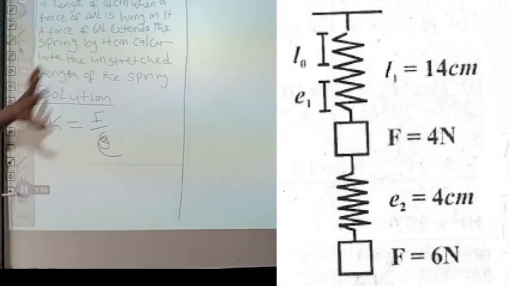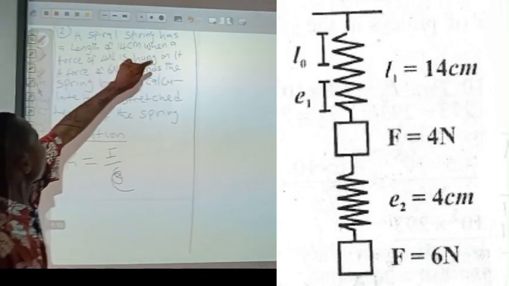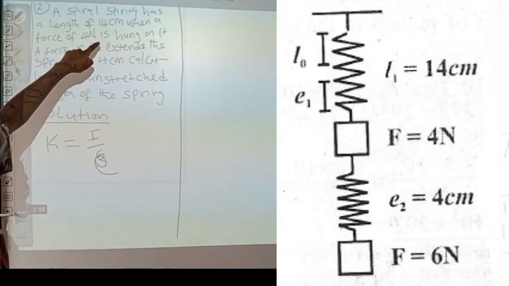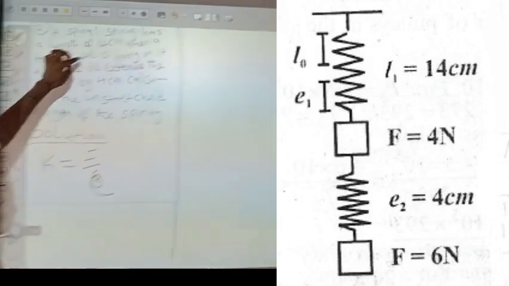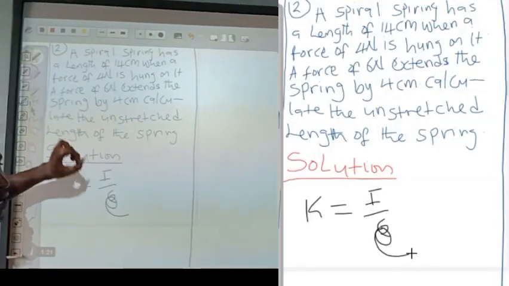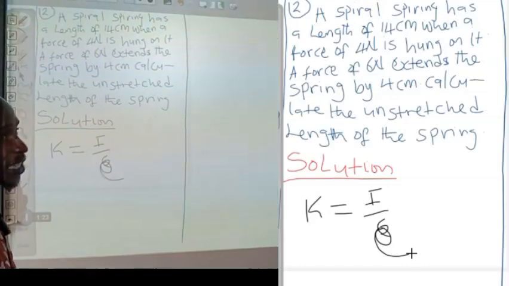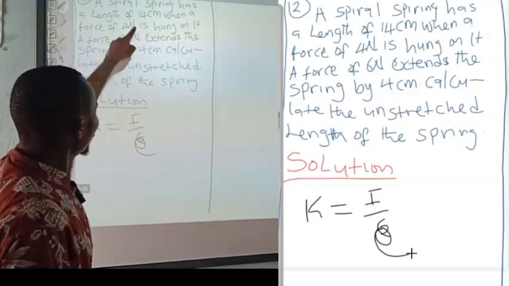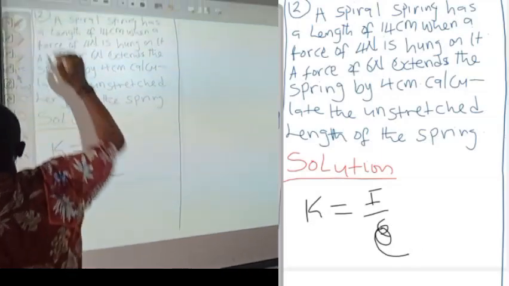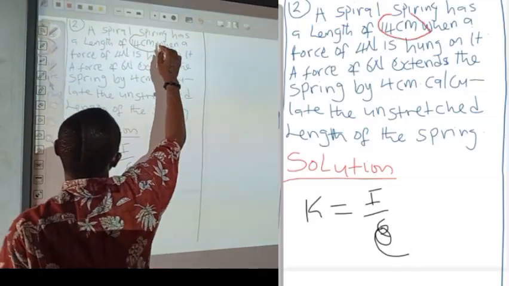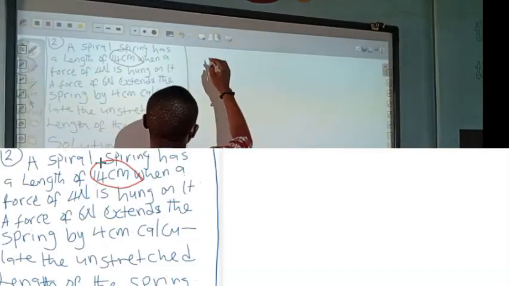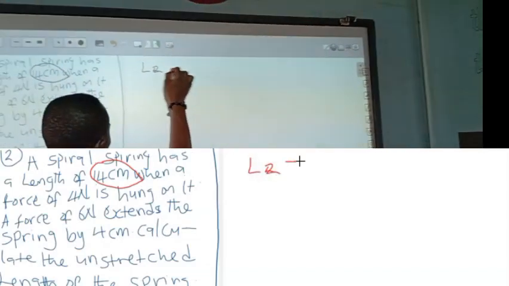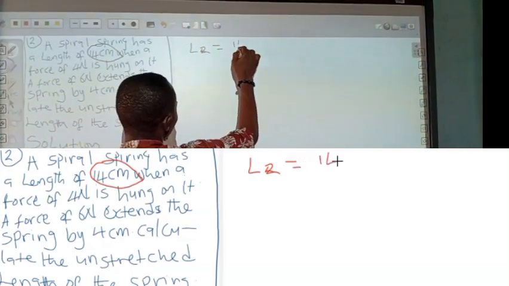Now the first part of the question said a spiral spring has a length of 14 centimeter when a force of 4 Newton is hung on it. This is an increase in length from the initial length, that is the length when the force was not on it. All right, so we can call this 14 centimeter L2. That's the increased length, 14 centimeter.